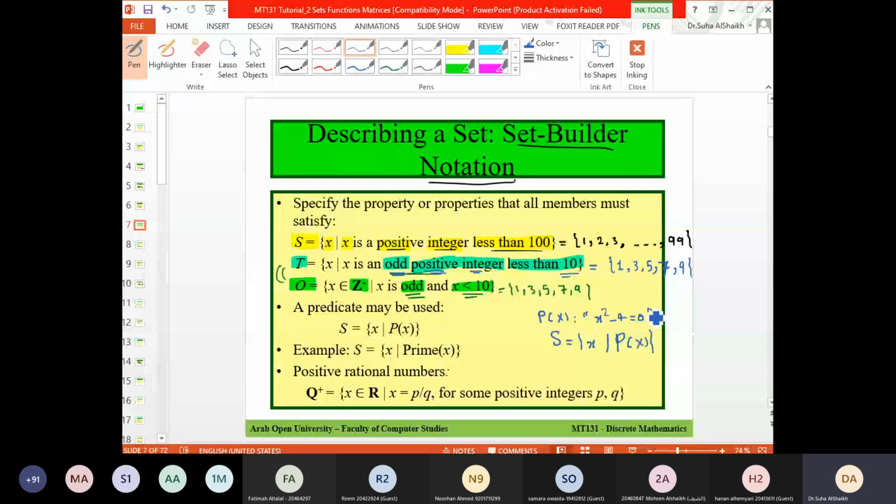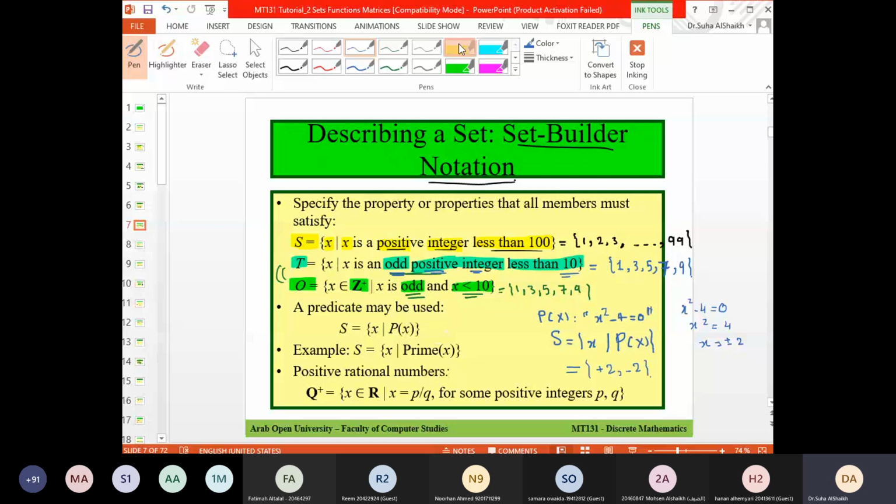So what am I saying here? S is the set of x such that P(x) is true. Now P(x) is x squared minus 4 equal to 0. Let's solve it. That means x squared equals 4, which means x is equal to plus or minus 2. So what do I have in my set? Plus 2 and minus 2. So predicates can be used as well here. Of course, they should give you the predicate.